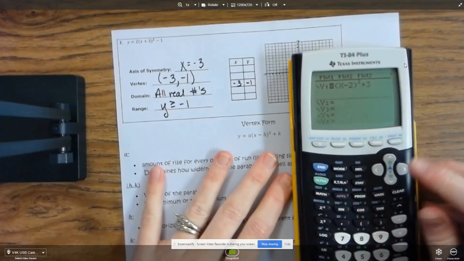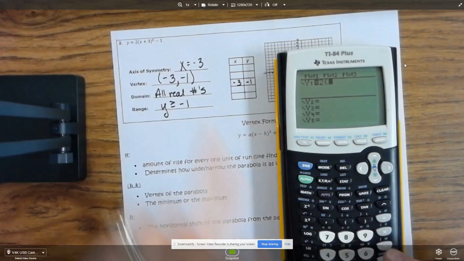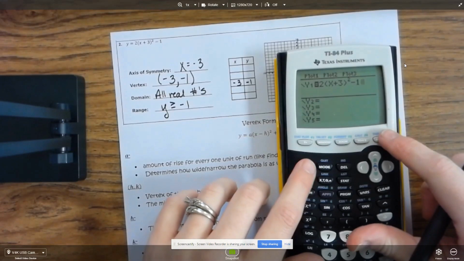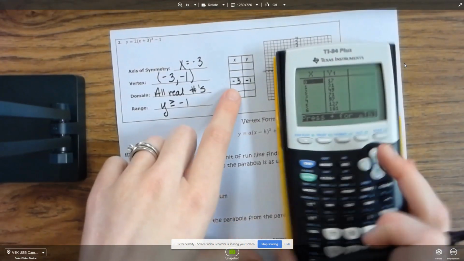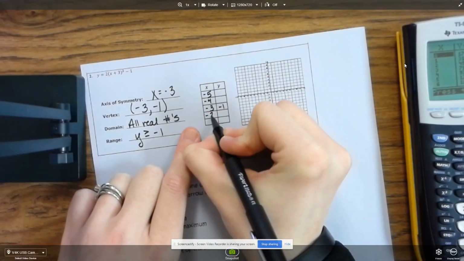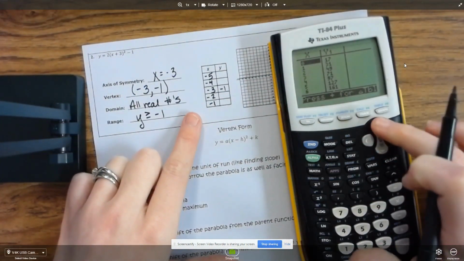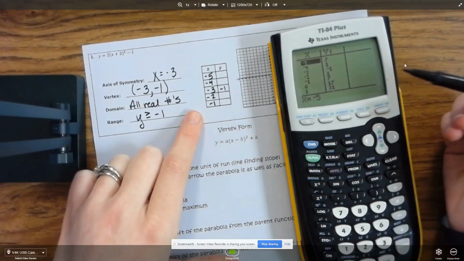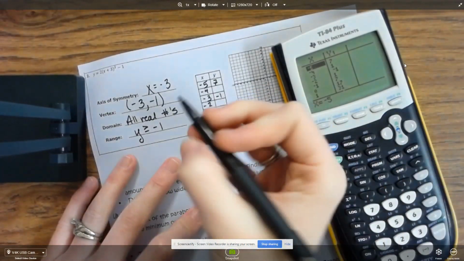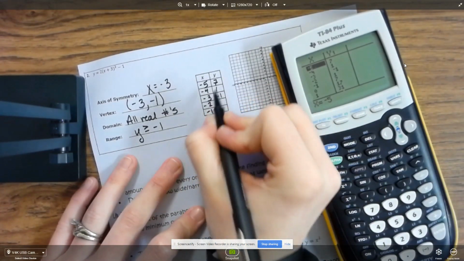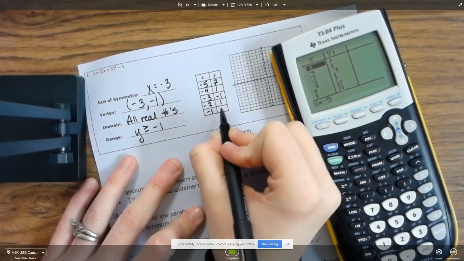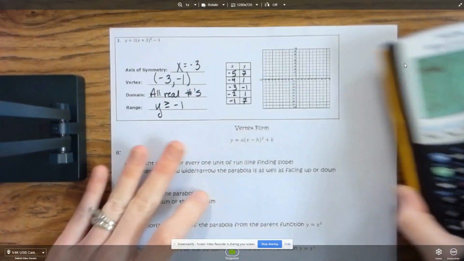And so again, we can just graph this. So we have 2 times (x plus 3) squared minus 1. And we can go look at our table here. So we do -3, -4, -5. All right, so if x is -5, y is 7. If x is -4, y is 1. If x is -2, y is 1. And if x is -1, y is 7.